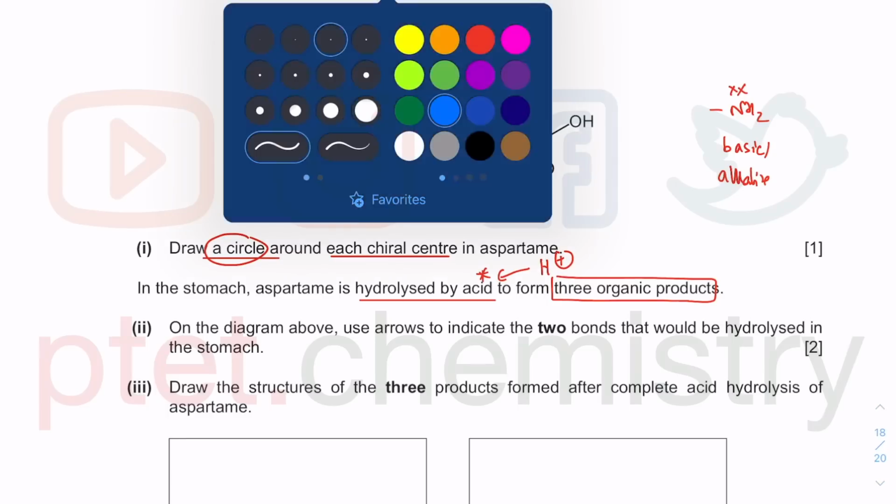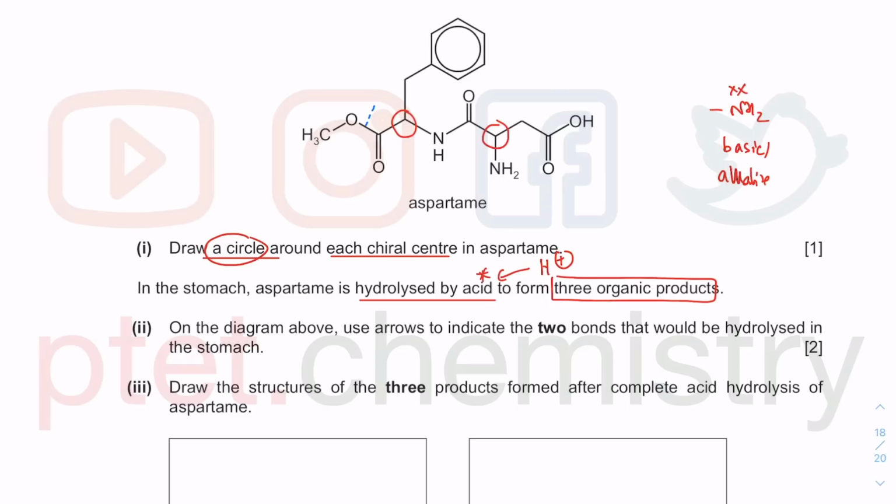So if I have to break the ester bond, this is the ester bond that I'm breaking. They say use arrows to indicate the 2 bonds, so they don't want dashes. I have to follow the question. Use arrows to indicate the 2 bonds that would be hydrolyzed. The first one is the ester bond. So here, this is the arrow. And then the other bond that I am hydrolyzing must be this one here.